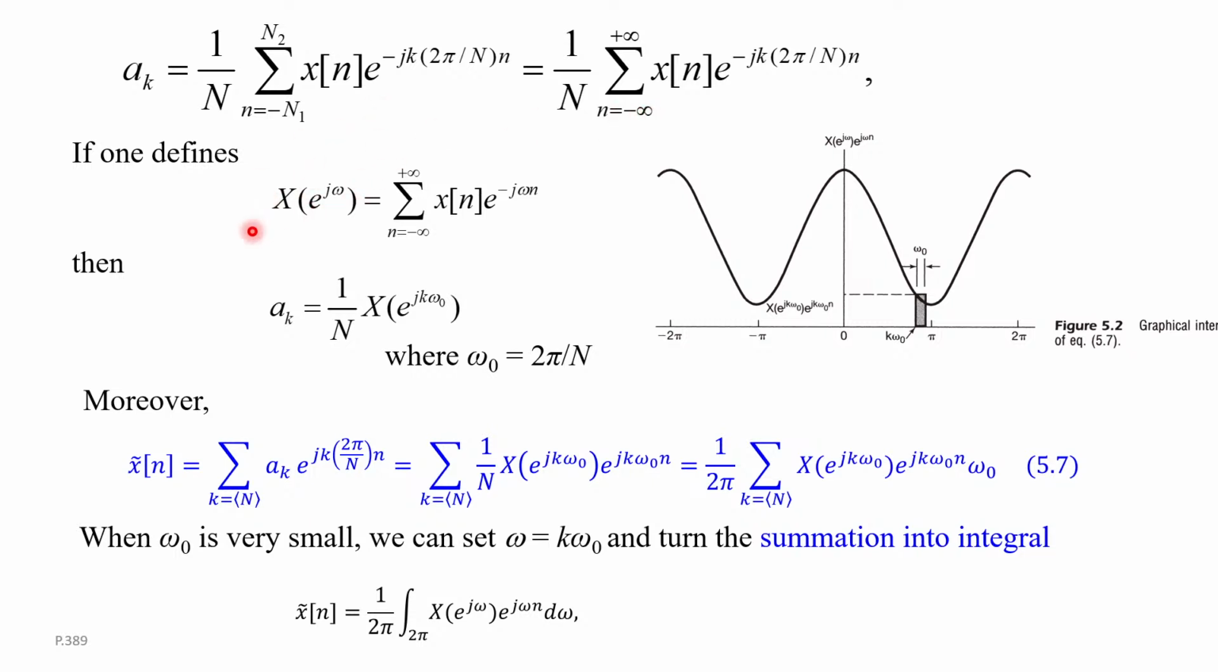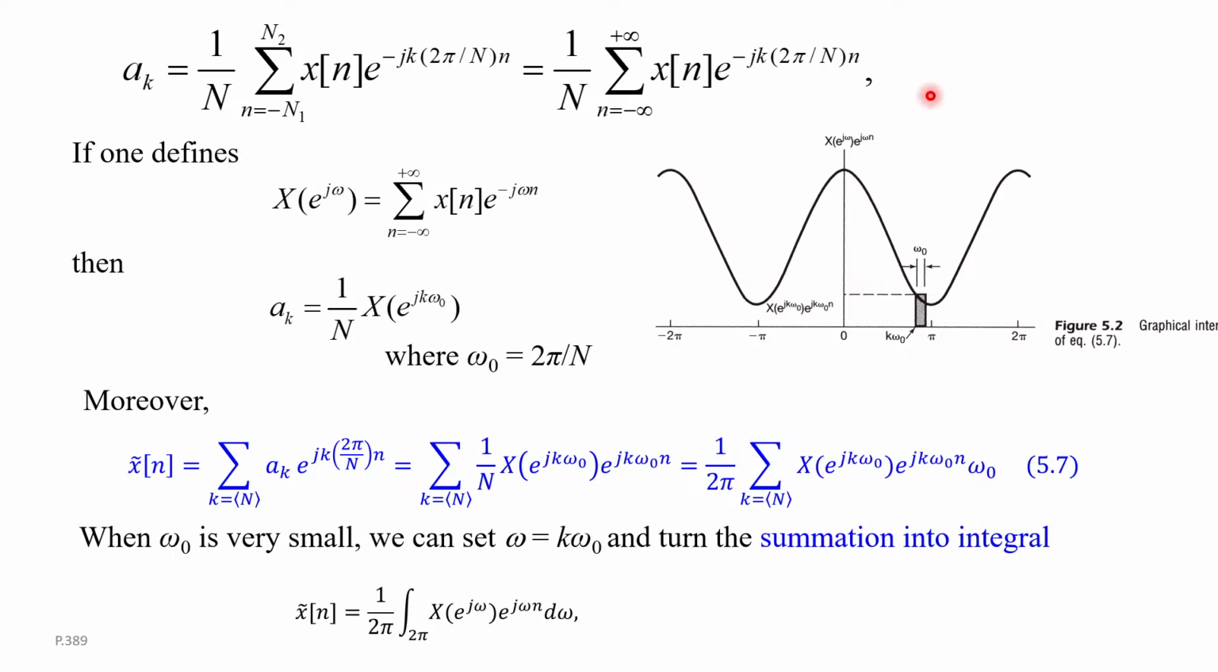But anyway, this function in terms of frequency, this spectrum function, here we just give it a brute force definition. We define it as the summation over n from minus infinity to infinity of x of n e to the minus j omega n. Okay.